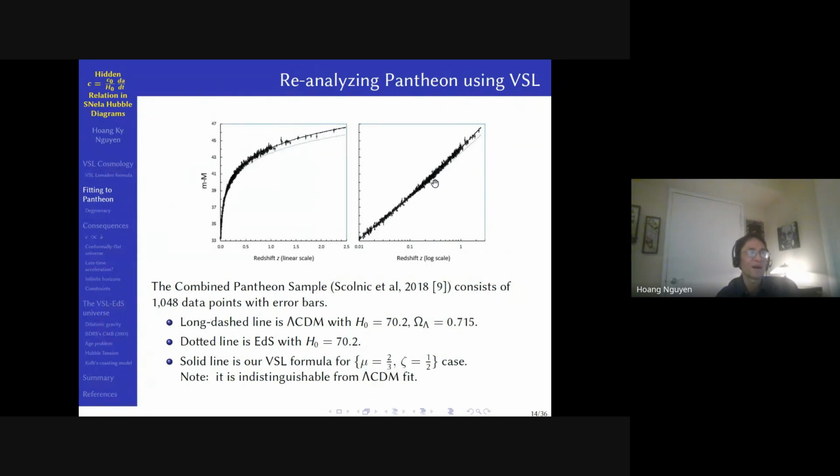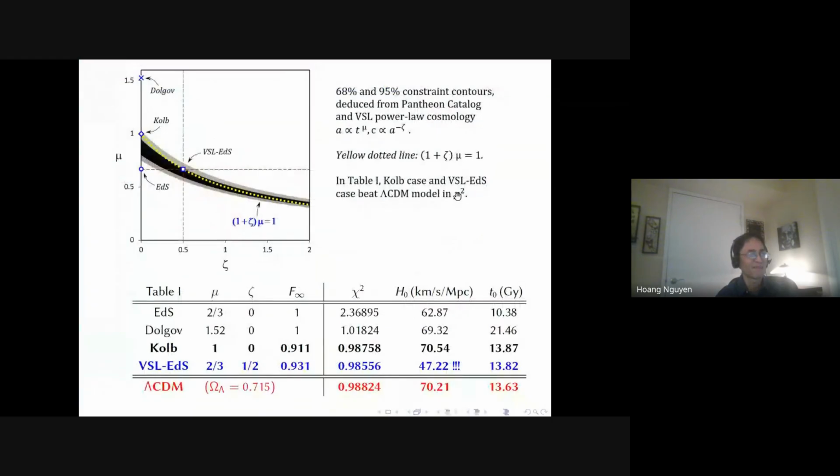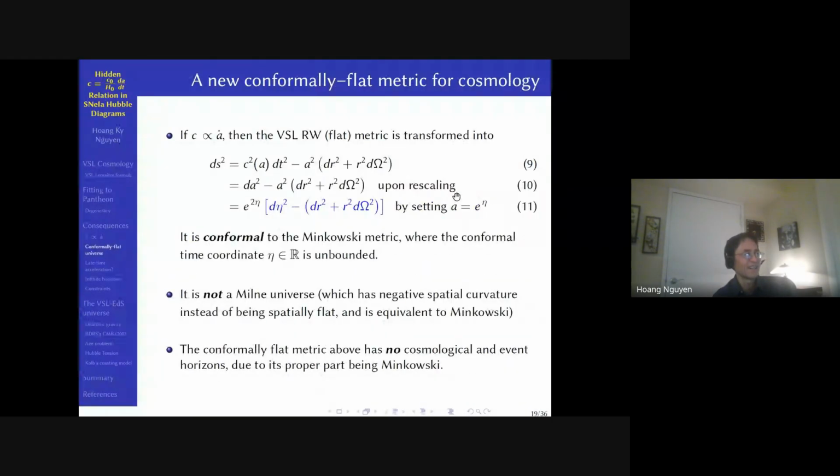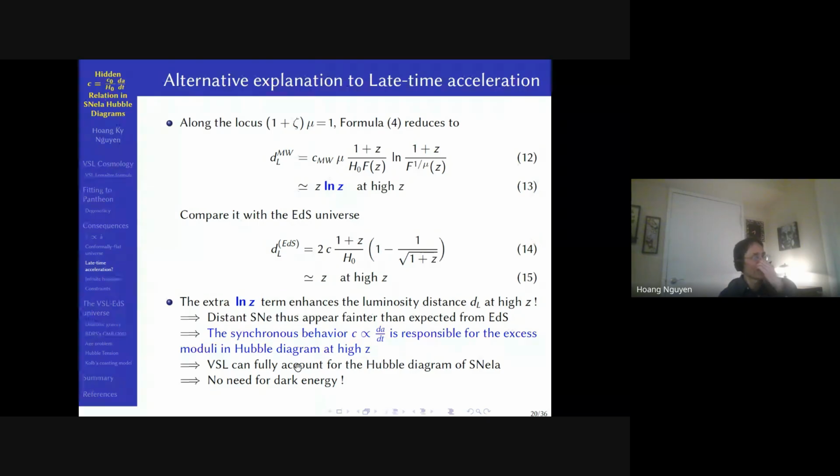So you can see that then you have an extra term on top of that. So therefore that part lifts upward. Okay, so that explains why. Now, all right. So therefore, the synchronous behavior between C and dA by dt is responsible for the SS modulus in the Hubble diagram at high z. And so therefore the Hubble diagram can be explained by DSL. And there appears to be no need for dark energy at all whatsoever, at least for the Pantheon data.